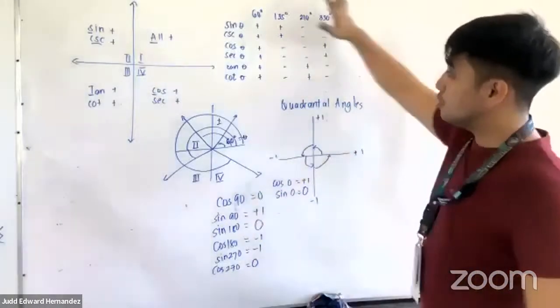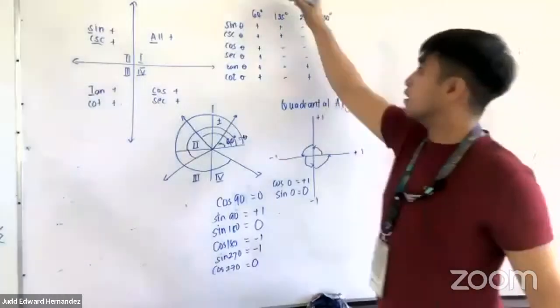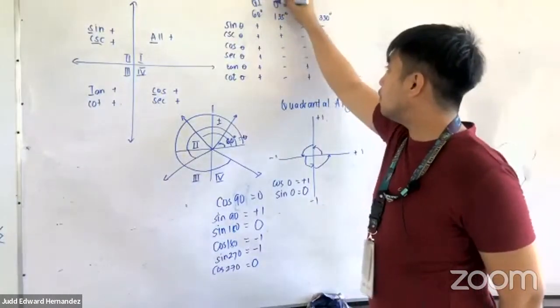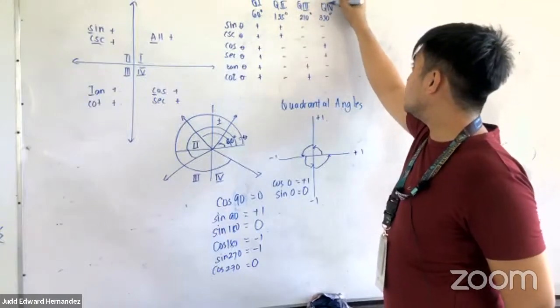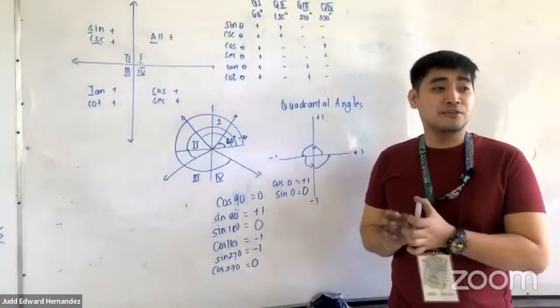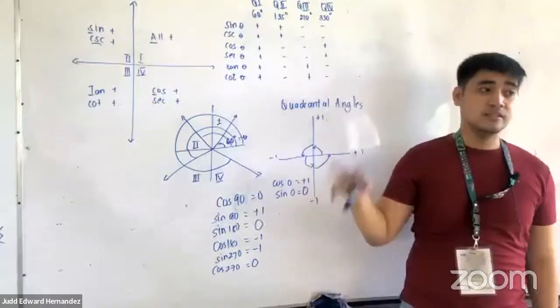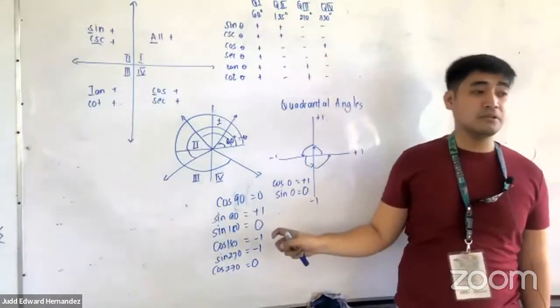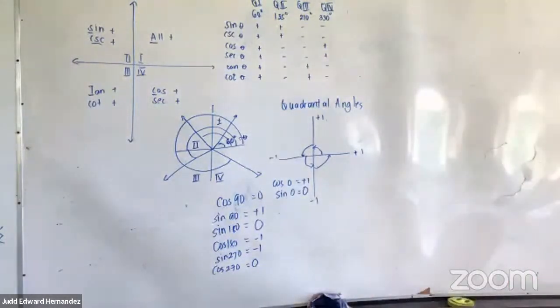At alam niyo na din yung mga values niya if in case saan siya magfo-fall. Okay, nag-fall siya sa quadrant 1, nag-fall siya sa quadrant 2, nag-fall siya sa quadrant 3, nag-fall siya sa quadrant 4. Okay, so this is how we get all the values. So, eto, table of sines. Eto naman yung values niya if it falls for quadrantal angles.